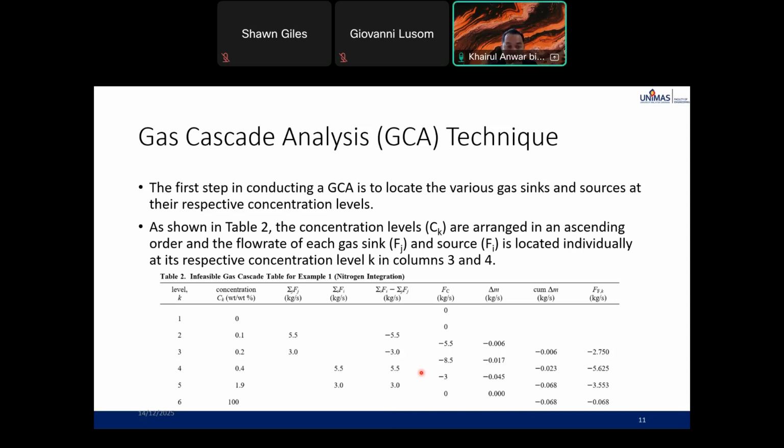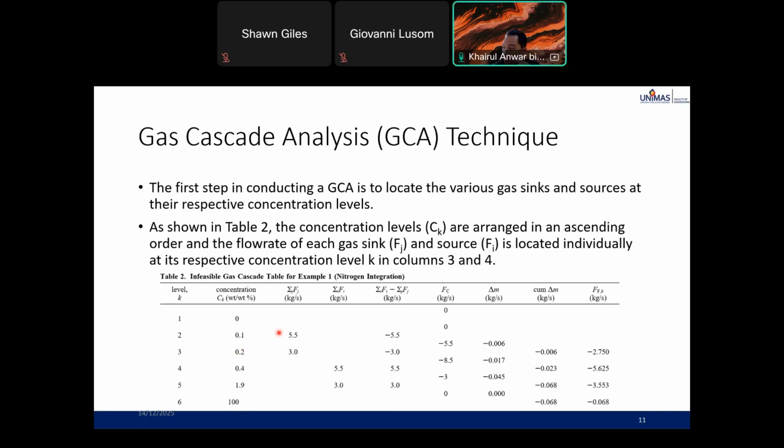Shown in table 2, the concentration level C_k is arranged in ascending order, and the flow rate of each gassing source is located individually at its respective concentration level k in columns 3 and 4. So from table 1, arrange it in ascending order from 0 up to 100, the maximum. 0 is for the fresh gas supply.